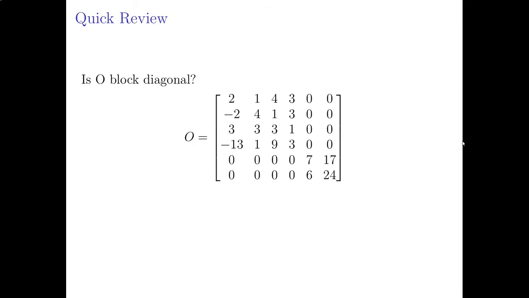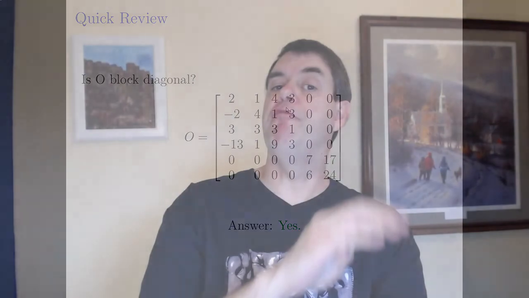Finally, what about O? Is O block diagonal? And we're going to say yes, because we can, in fact, partition it into a 4 by 4 in the upper left and a 2 by 2 in the bottom right. Everything not in one of those diagonal blocks happens to be 0. There you go.